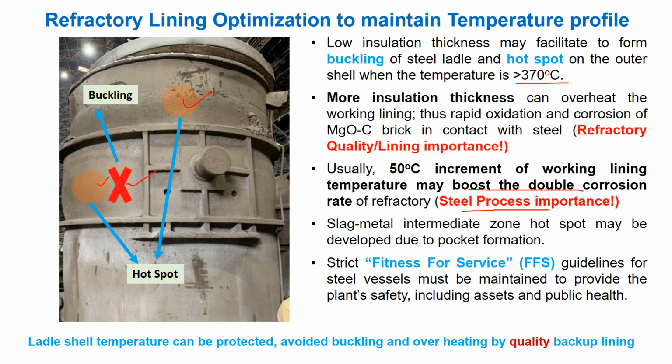Knowing accurate thermal property and convection radiation boundary conditions makes it possible to predict temperature profiles under various conditions with reasonable accuracy. Ladle shell temperature can be protected and buckling as well as overheating avoided by proper backup lining.